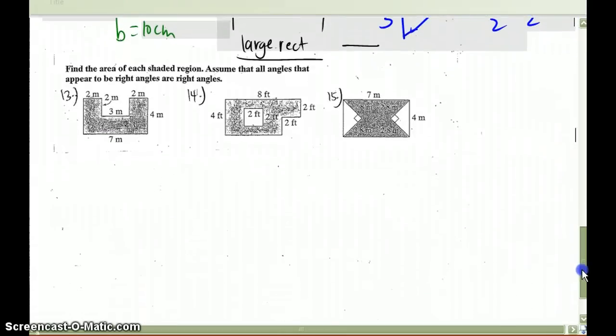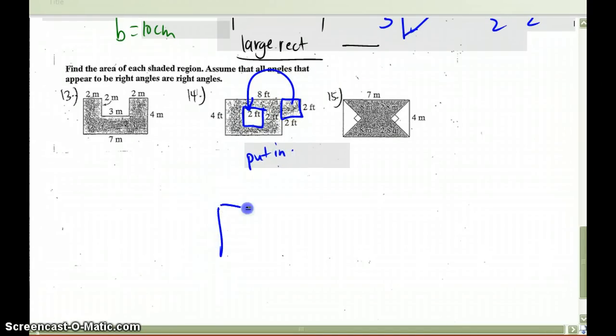Number 13. Actually, no, let's do number 14, and the rest you can do by yourself. Here, if I were to manipulate the shapes a little bit, it seems like this little square here, that's 2 feet by 2 feet, is actually the square that's also in here, 2 feet by 2 feet. So if I replaced it, put that square in there, what I'm going to get is this square out here that I'm going to highlight.